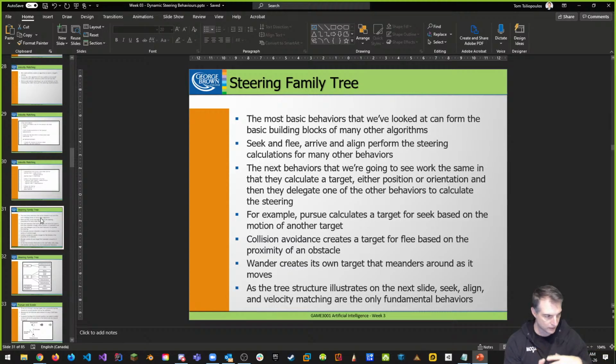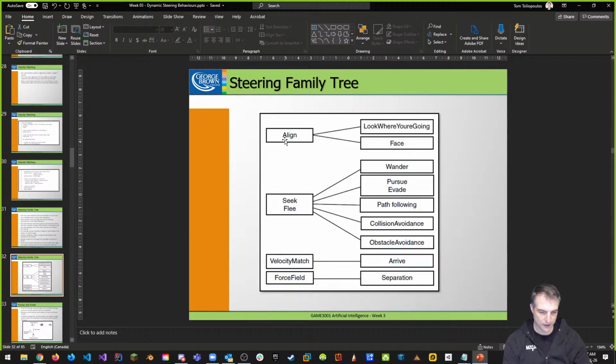They do a lot of the calculations, as an example, that we're going to be using for the rest of the course. We're going to build on these calculations to create additional behaviors. All right. So let's take a look. So align, you can change your facing, right? And where it says "look where you're going," that script is very important. And we're going to try and see if we can match this up today in lab.